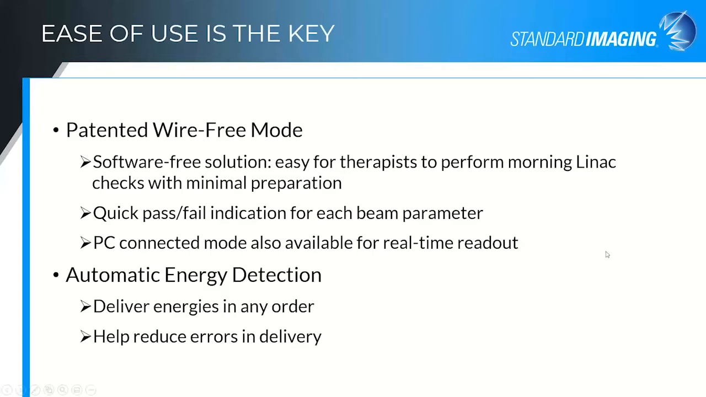The automatic energy detection, as I discussed, is those 3 filtered ionization chambers, which we call an energy score. For every energy that you baseline, we develop a unique number using an algorithm based on those filtered chambers that identifies what that beam is, and then remember what the flatness and symmetry and constancy were for that baseline time. That does allow you, as I said, to deliver those beams in any order, and it helps reduce errors in delivery because you're not required to follow a regimented piece of software. You don't have to run the software. It makes life very simple and easy to use.